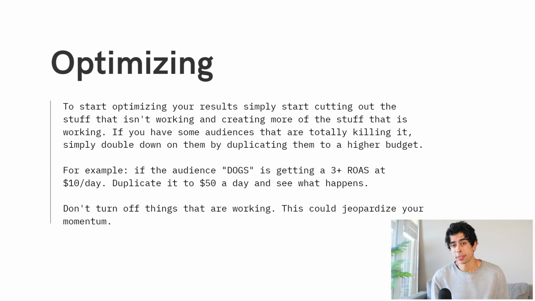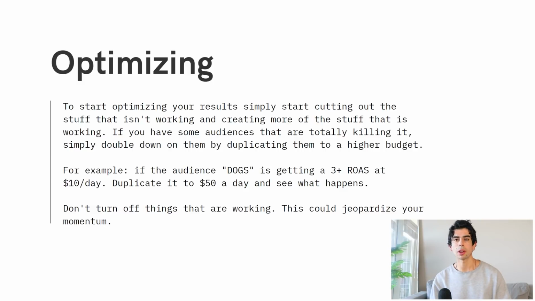Now, the last step in this strategy is basically optimizing. So to start optimizing your results, simply start cutting out the stuff that isn't working and creating more of the stuff that is working. If you have some audiences that are totally killing it, for example, simply double down on them by duplicating them to a higher budget. So for example, if you have an audience of people who love dogs and it's getting a 3+ return on ad spend at $10 a day, duplicate it to $50 a day and see what happens.